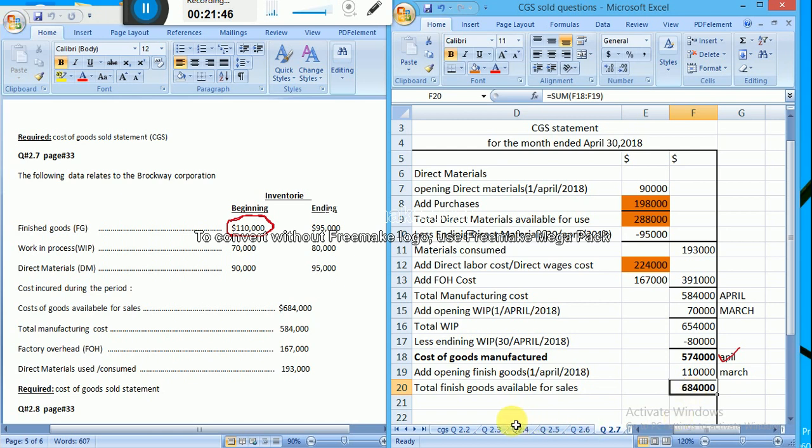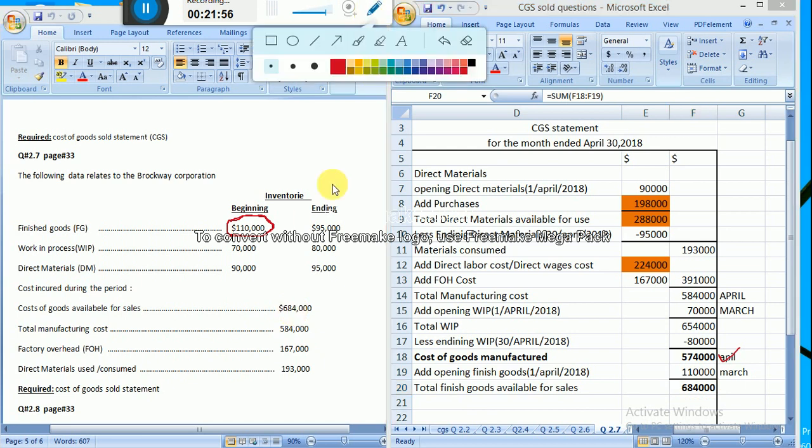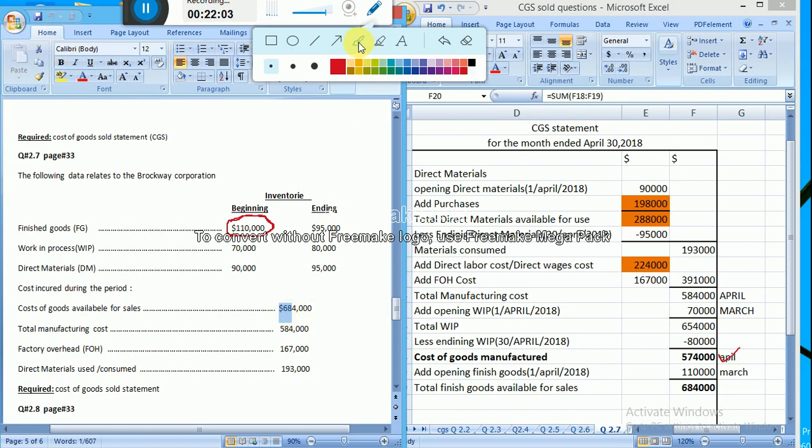Finished goods available for sales, and here in the question the cost of goods available for sale, 6,84,000, is also given here. Look at it. This amount is given: 6,84,000 cost of goods available for sale, and here we also found the finished goods available for sales. The cost of finished goods available for sale is 6,84,000. It means that our question is correct now.